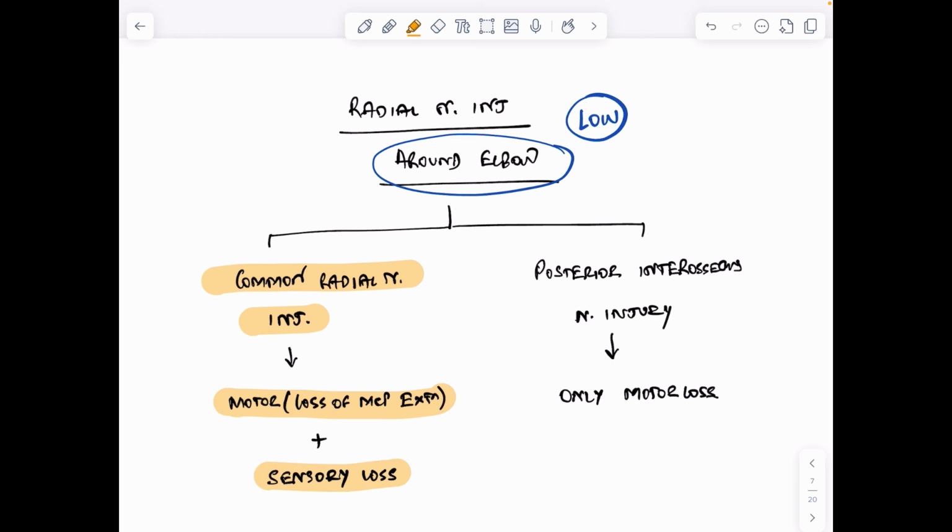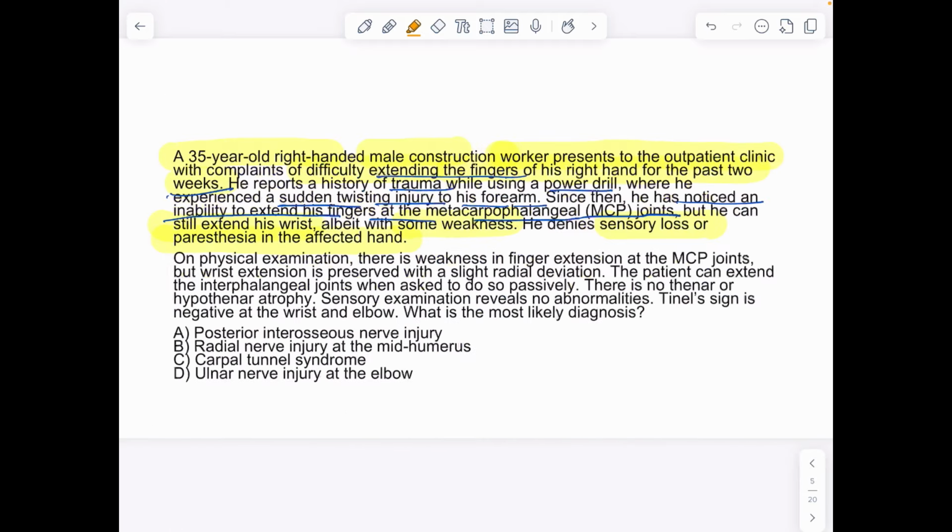On the other hand, if there is a specific injury to the posterior interosseous nerve, then because it is a pure motor nerve without any sensory fibers, there will be only motor loss. That means there will be only metacarpophalangeal joint extension loss without any loss of sensation. Now, if you go back to the question and read it properly, he denies any sensory loss or paresthesia in the affected hand. That means there is a weakness in the metacarpophalangeal joint extension, but there is no sensory loss. In that case, the answer for that question is the posterior interosseous nerve injury.